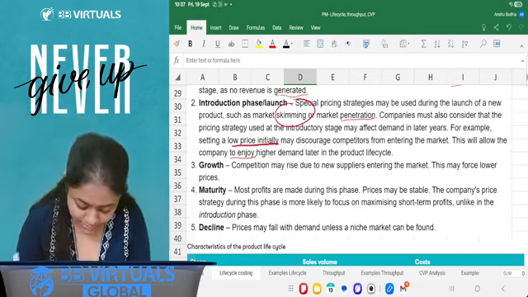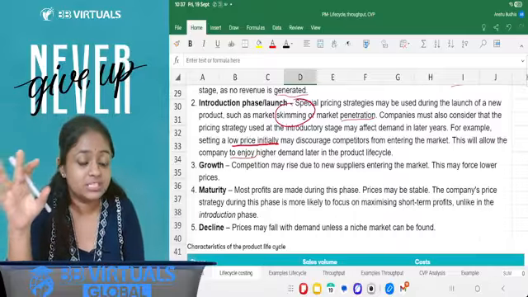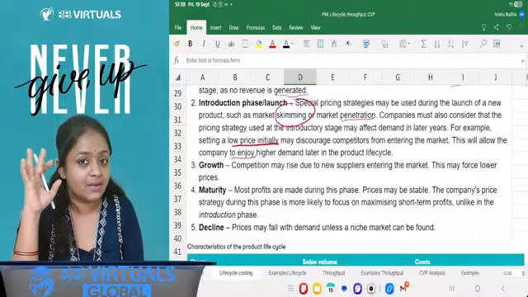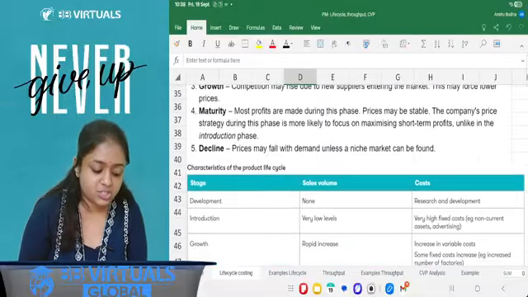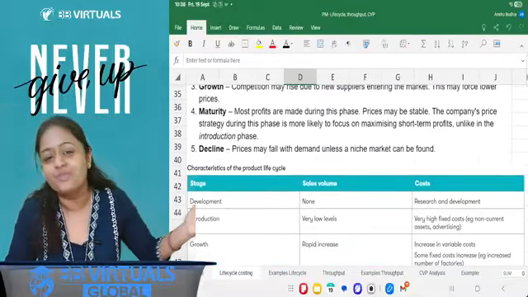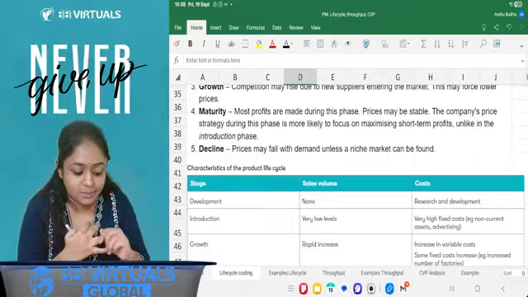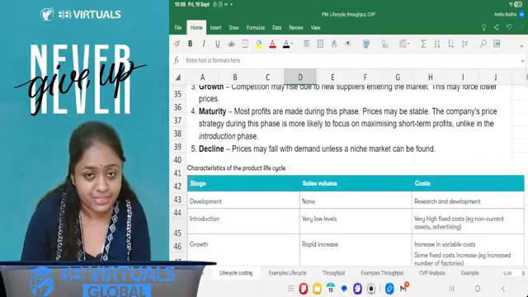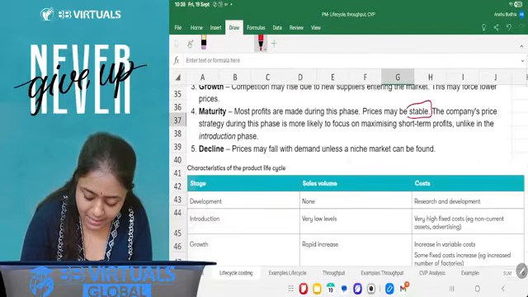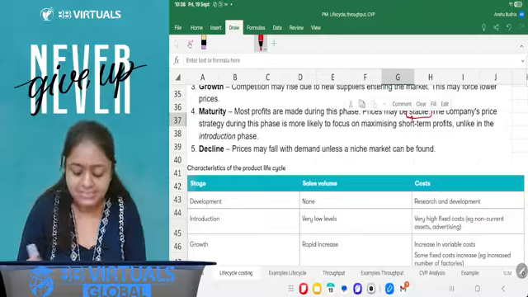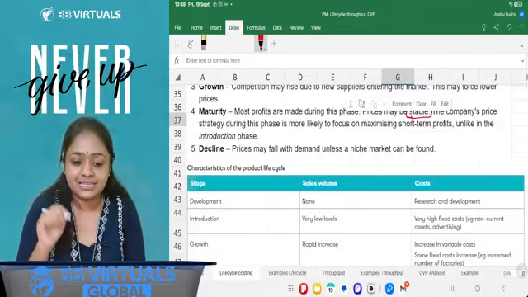Okay, let's go forward. Third step is over. So we are done with the third stage. We are done with development. We are done with introduction. We are done with growth. Let's go to maturity. Maturity is the phase which everybody wants to be in always. Because your maximum sales, your maximum profits come in this phase. And prices generally stabilize because the people are ready to buy the products here. So prices stabilize here.